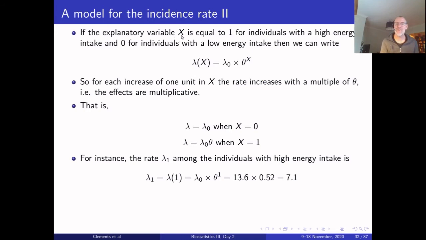If the explanatory variable x is equal to 1 for individuals with a high energy diet and 0 for individuals with a low energy diet, then we can write lambda as a function of x is equal to the baseline times theta to the power of x. So if x is 0, then it's lambda 0, and if x is 1, then theta to the power of 1 is equal to theta. So then it's this.